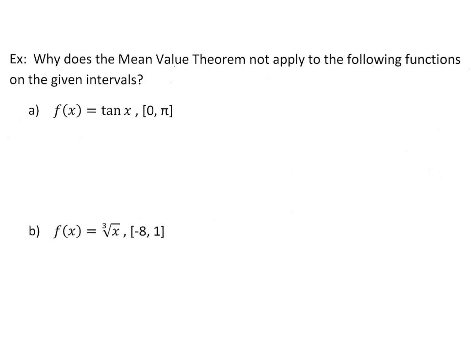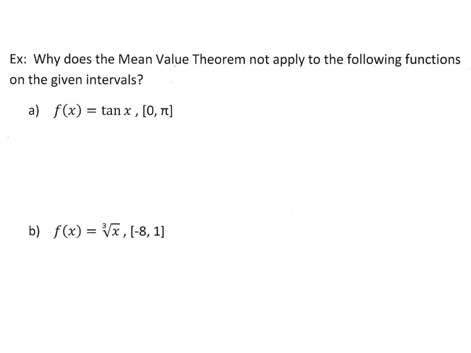Is the tangent always continuous? No. Where wouldn't it be continuous? What's the tangent ratio? Think about your unit circle. What was it? Y over x. So if x is 0, we have a problem. So we're talking about this interval 0 to pi, so we're in the first and second quadrant. Where on that does x equal 0? What angle is x 0?